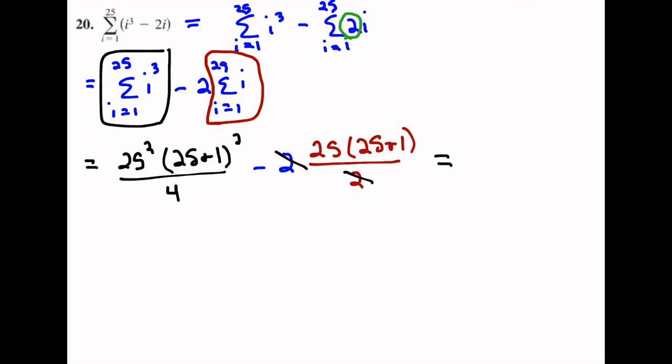So I'll pause this so you don't have to wait for me to use my calculator, and you use yours and come up with the answer for this. Okay, so what I typed in was 25 squared times 26 squared divided by 4 minus 25 times 26. And that's what I got. And that's why you need those summation formulas.